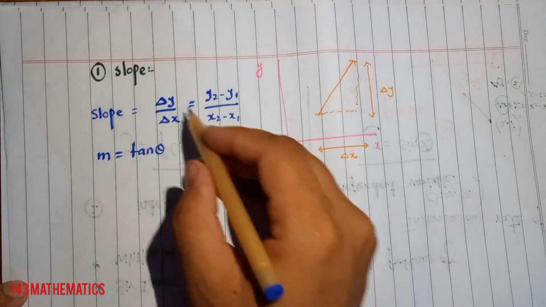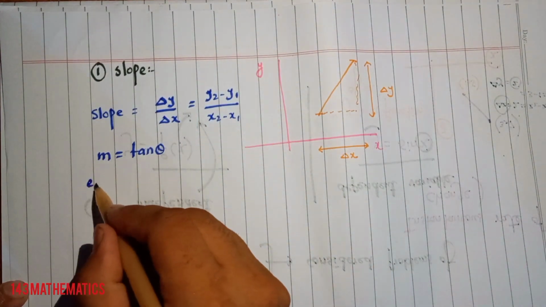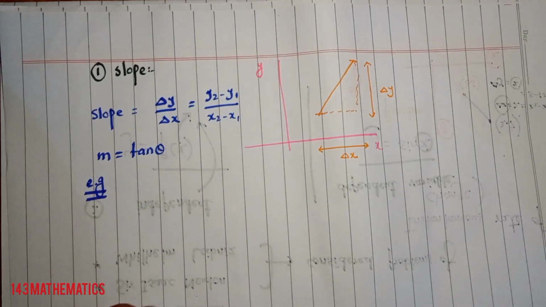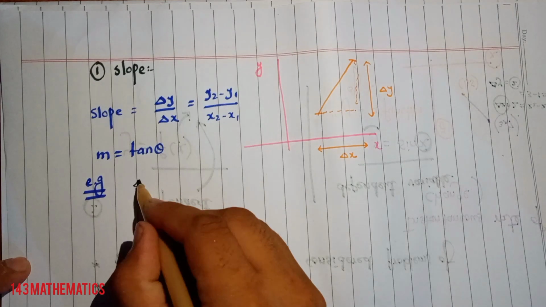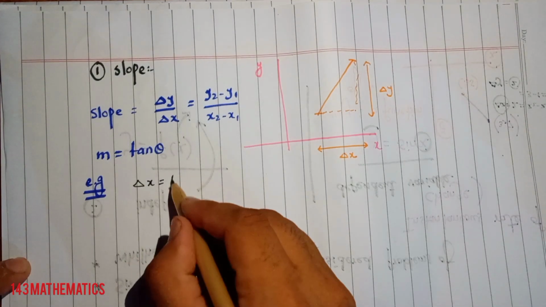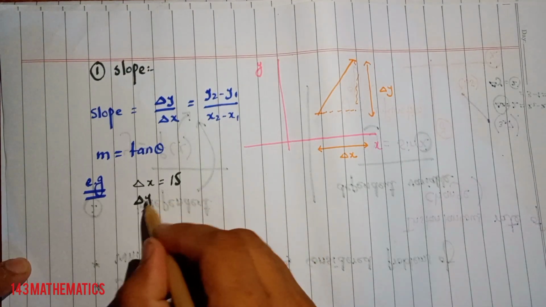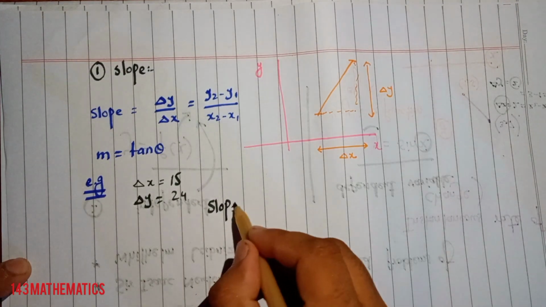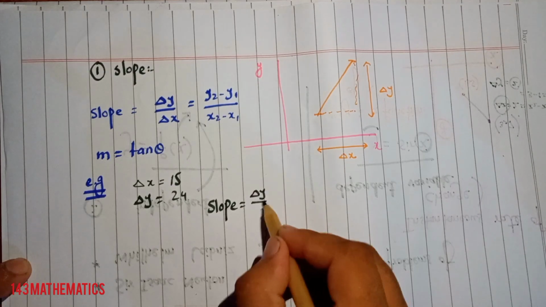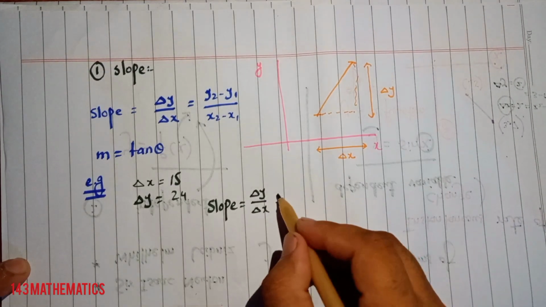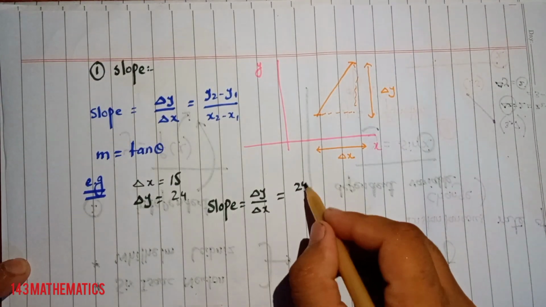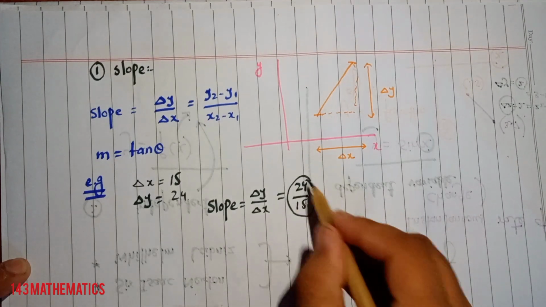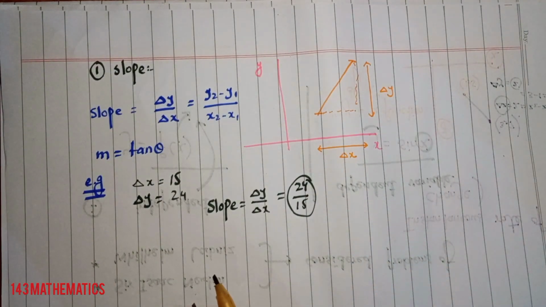For example, if the change in x is equal to 15 and the change in y is equal to 24, what will be the value of slope? Slope will be equal to change in y divided by change in x. So this will be equal to 24 by 15. This is how to find the slope.